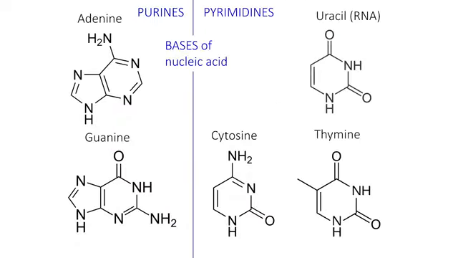Here are the bases of the nucleic acid: adenine, guanine, cytosine, thymine, and you can see at the top uracil, which is really similar to thymine, except it is lacking this methyl group right here. The bases can be divided into 2 separate types of structure. On the left of the slide are the purines, which have got 2 carbon rings, and on the right are the pyrimidines, which have just got 1 carbon ring.